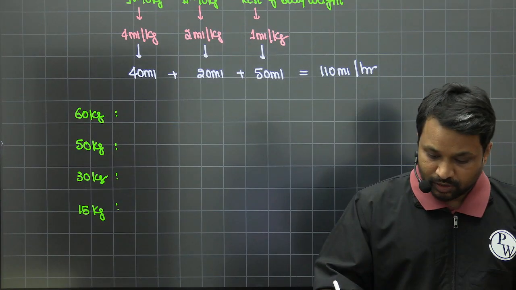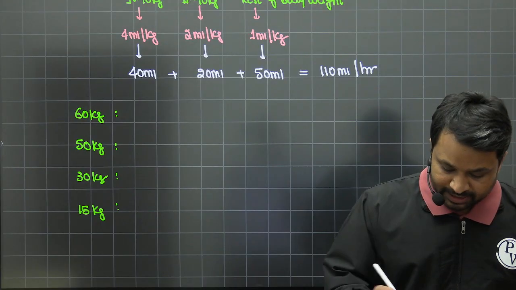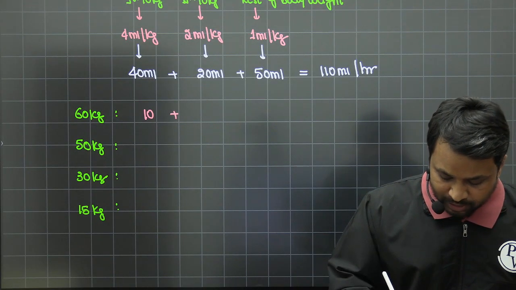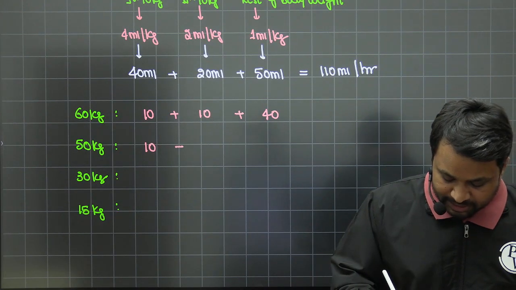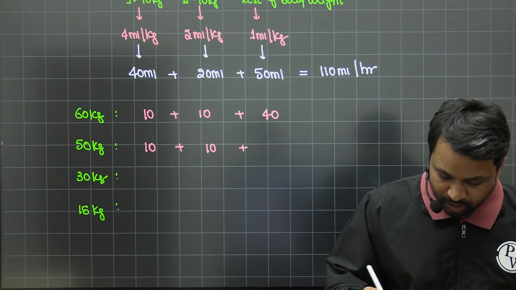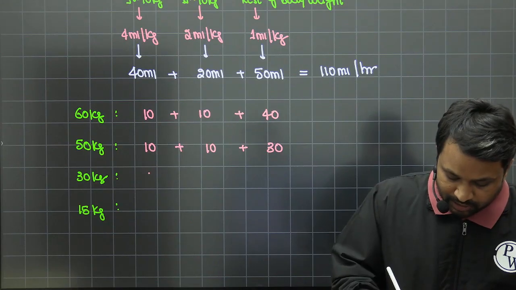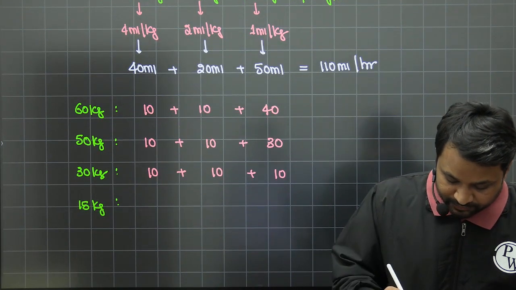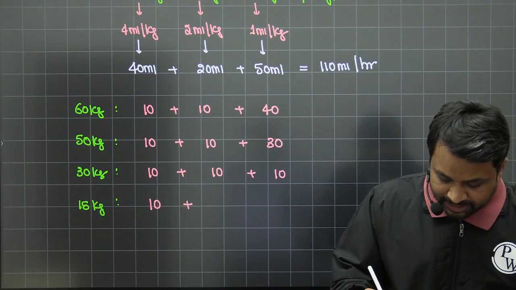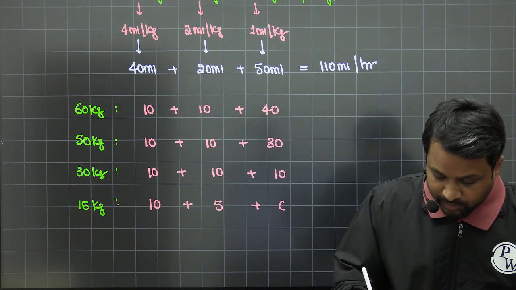Now in 60 kilograms, I can say the first 10 kilograms of the body weight, the second 10 kilograms of the body weight, the rest of the body weight will be 40. For 50, I'll write first 10 kilograms, the second 10 kilograms, rest of the body weight will be 30. 30 kilograms, first 10 kilograms, the second 10 kilograms, rest of the body weight is also 10. In the 15 kilograms, the first 10 kilograms, next I only have 5 kilograms, rest of the body weight will come out to be 0.